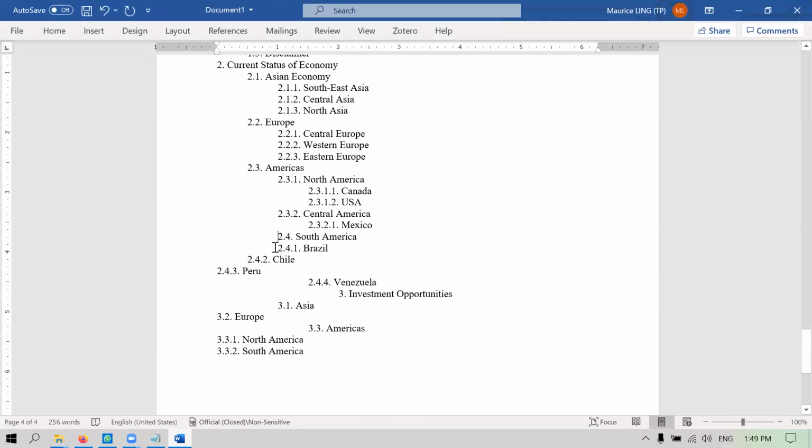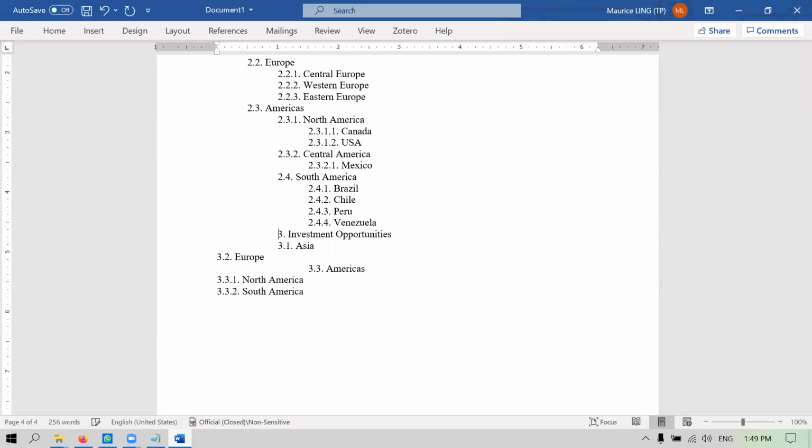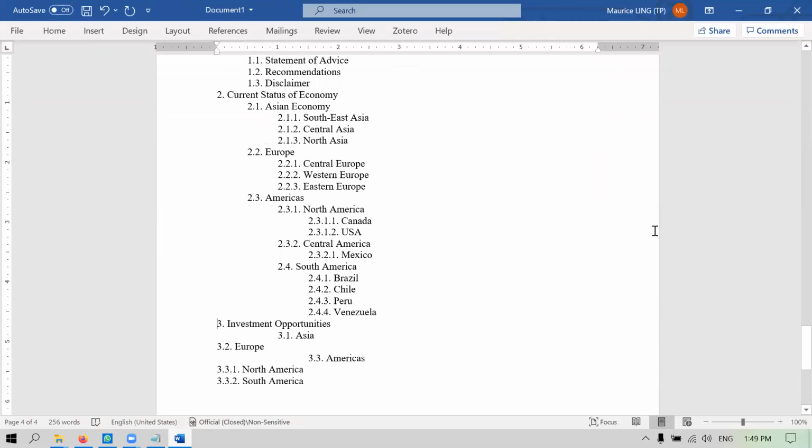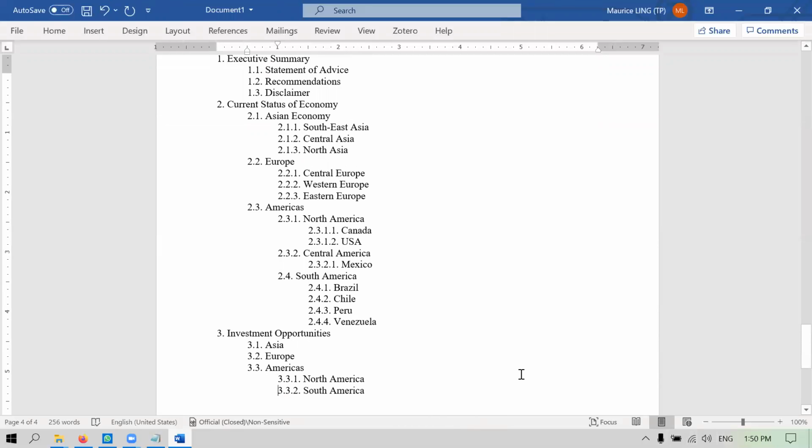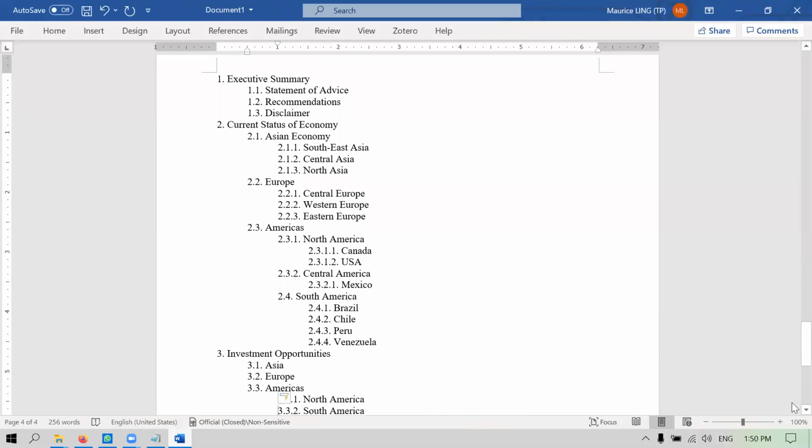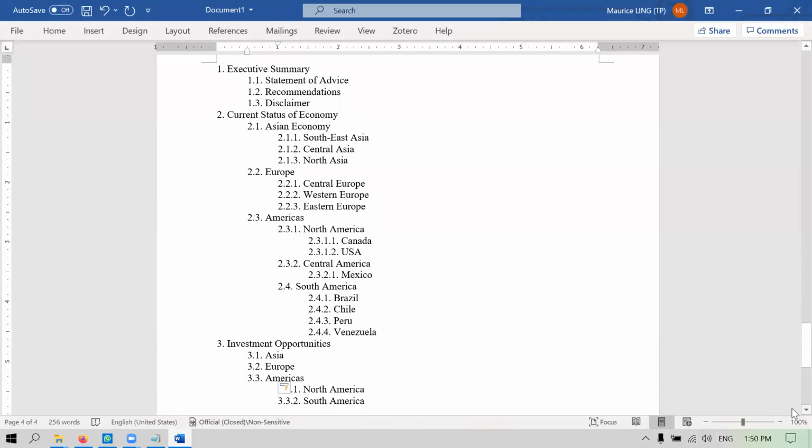In South America, we talk about Brazil, then Chile, then Peru, then Venezuela. Investment opportunities go all the way up to level 3. Asia investment opportunities, Europe investment opportunities, America investment opportunities, and we want to split into North America and South America. I have not changed a single word, but now you can see the flow of the whole report.